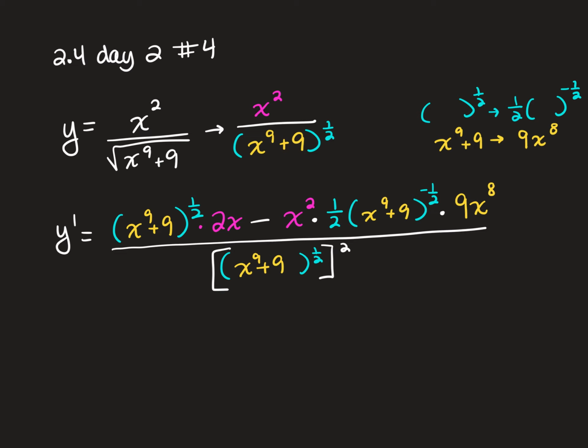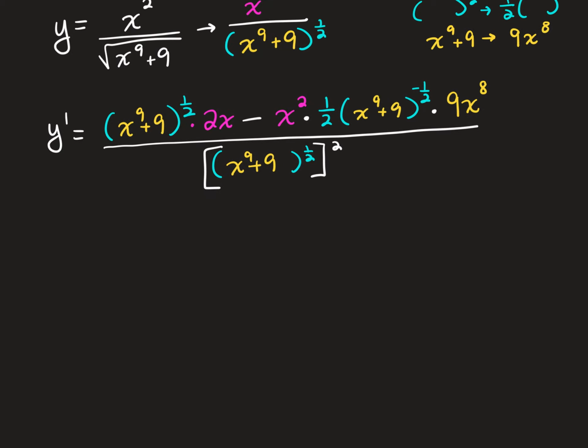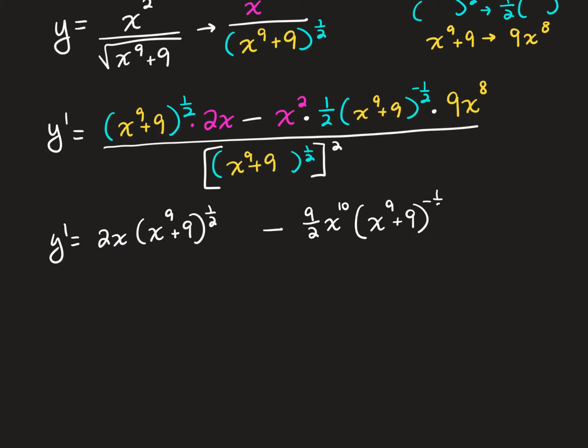Okay, now that's just the derivative. We've got a lot of work to do to simplify this, so let's go through this kind of one piece at a time. The top part, we can just rewrite as 2x times x to the 9th plus 9 raised to the 1/2 power. And then here we have 9x to the 8th times 1/2 times x squared. So that's going to be 9/2 times x to the 10th power. All right, and then we have x to the 9th plus 9 to the negative 1/2 power.